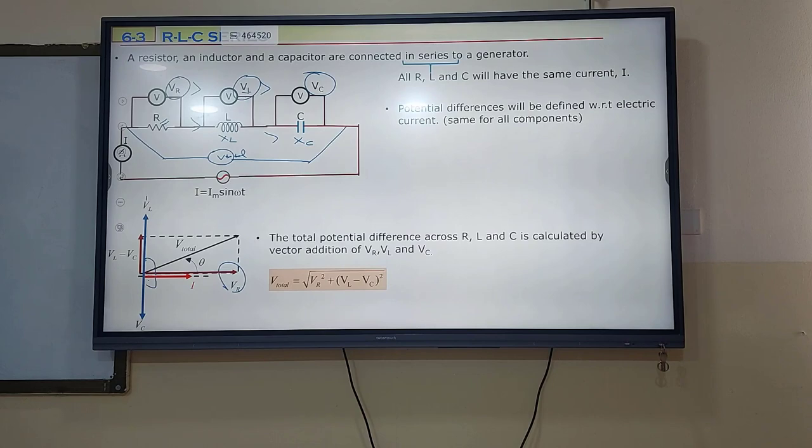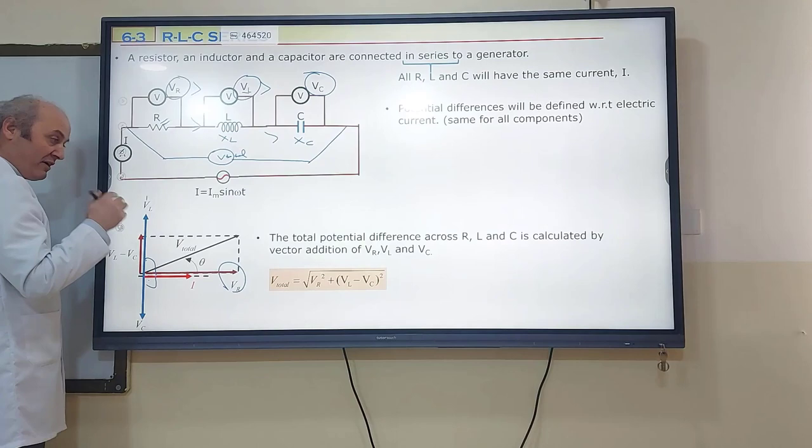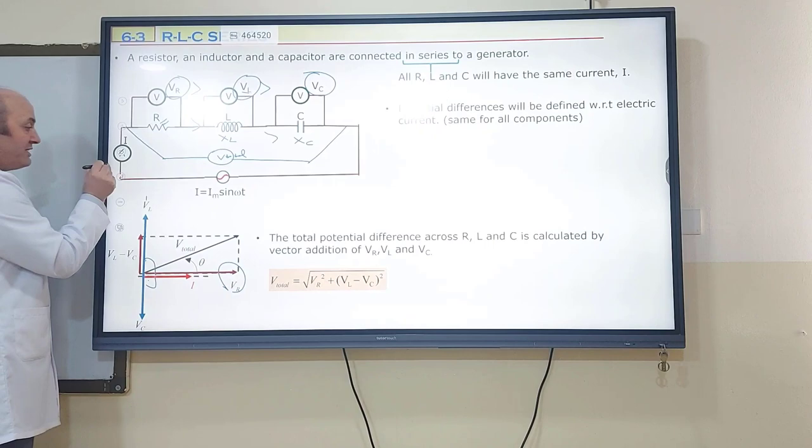VL and VC are opposite in direction. If two vectors are opposite in direction, we are going to subtract them. So VL and VC are out of phase by 180 degrees, that's why we should subtract them: VL minus VC. But VR is horizontal. Then if I want to calculate the total of them, I have to use Pythagoras. This is what total potential difference is.